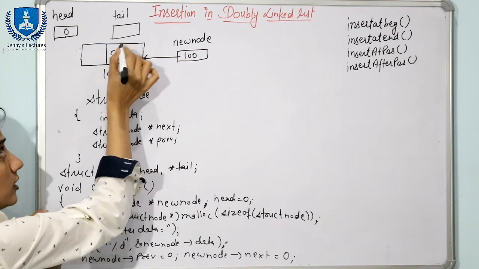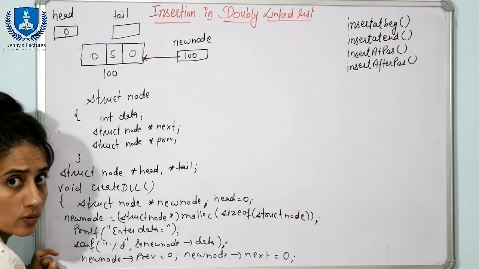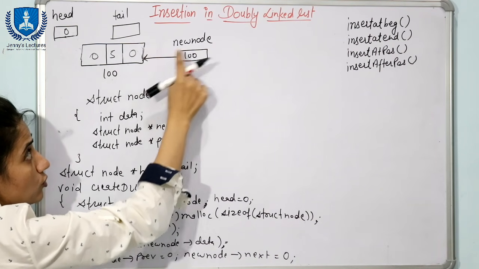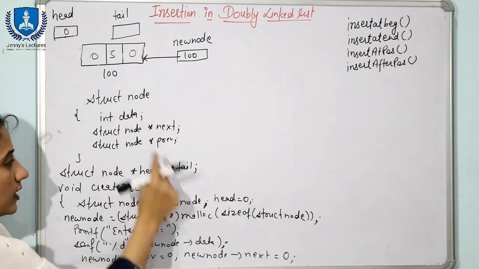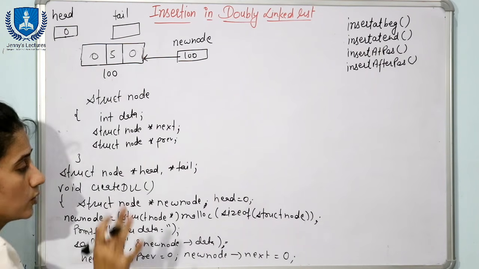So here suppose I have inserted 5, and now here you will insert 0 and 0 first of all. So how will you access this part? The pointer to this node is new node, arrow, and the name of this pointer is previous. So previous is equal to 0, new node arrow next is equal to 0.